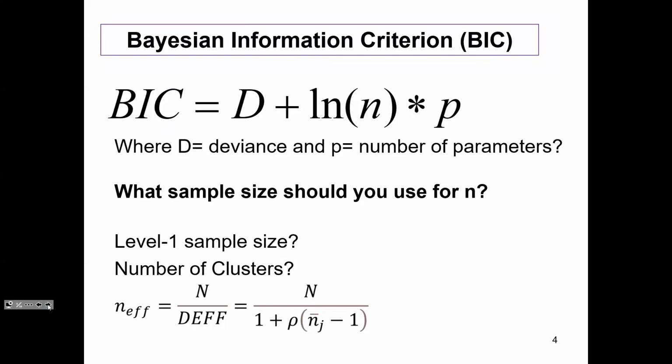So the Bayesian information criterion is now the deviance plus the natural log of n, where n is your sample size, times the number of parameters. So where the AIC was 2 times the number of parameters, we're substituting in the natural log of the sample size. Oh God, okay, so you probably don't think in natural logs. None of us think in natural logs, right?